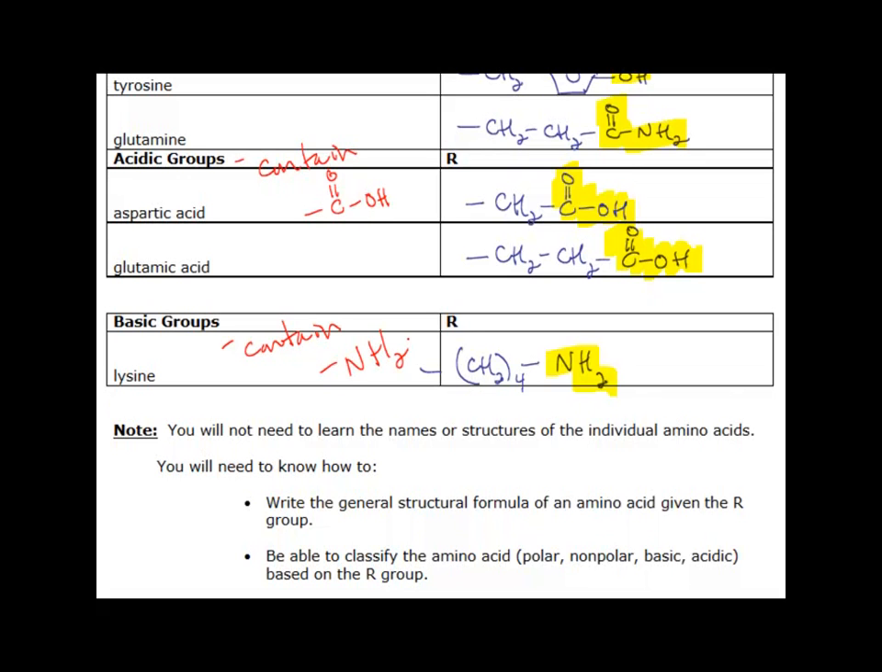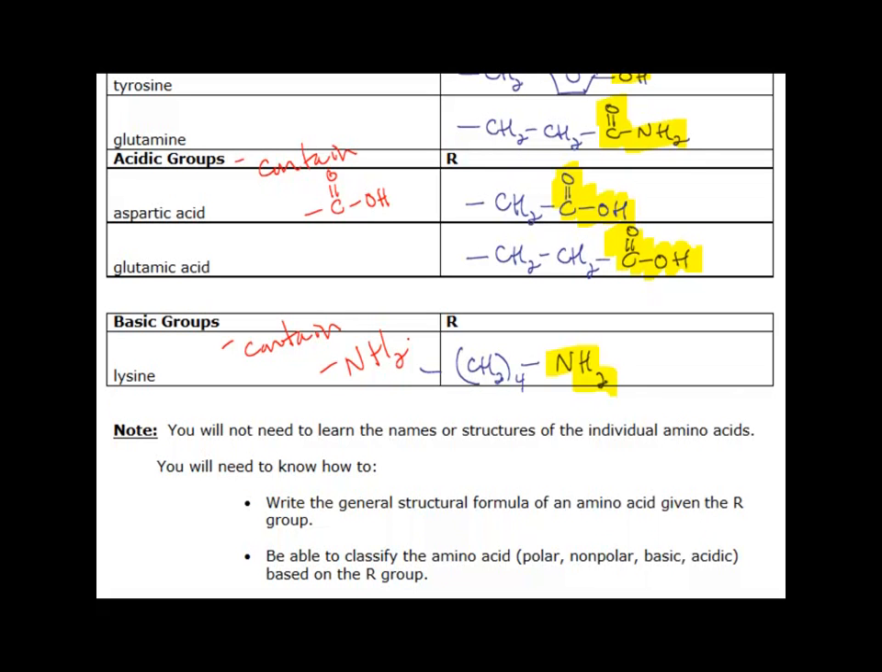So I want to be very clear. You will not need to learn the names or structures of the individual amino acids. This is what you need to know how to do. You will need to know how to write the general structural formula of an amino acid given the R group. So we will always provide the R group for you. The other thing you'll need to do for this section is to be able to classify the amino acid as polar, nonpolar, basic, or acidic based on the R group. And again, the R group will be provided for you.